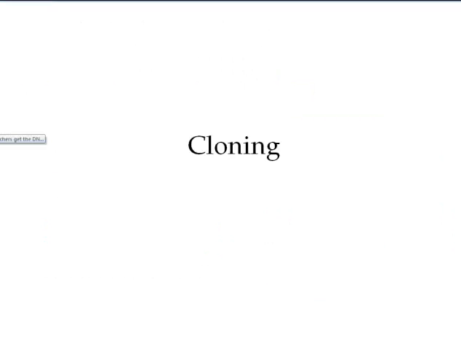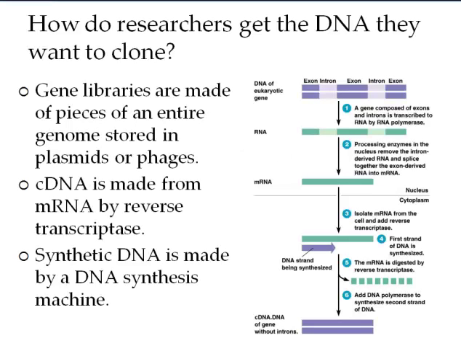Okay, now in this section we will try to understand cloning and how researchers get the DNA they want to clone. Now, gene libraries are made up of pieces of entire genome that are stored in plasmids or phages. The viruses that infect bacteria are called phages, and plasmids are extra chromosomal DNA.